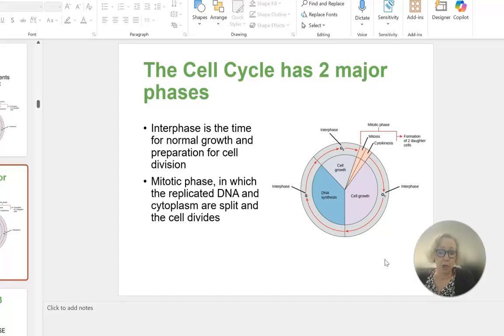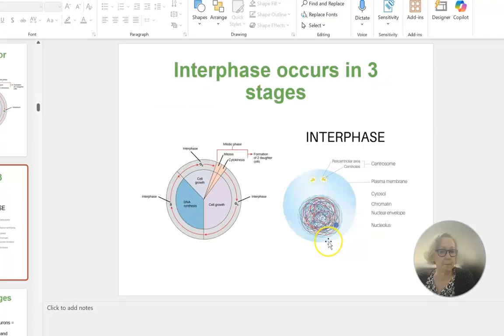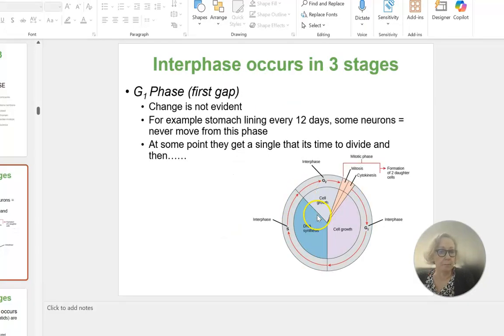Interphase. There's three parts. G1, S, and G2. G1 interphase. Most of the time, it's just a big old blob of chromosomes here, okay? But we're entering G1. So change is not evident. Again, your stomach lining every 12 days. So this is happening every 12 days in your stomach. Sometimes, with some neurons, it's not happening. So that's G0.